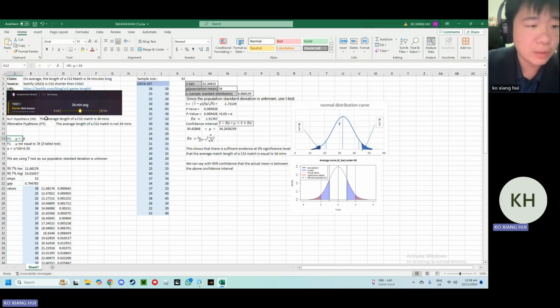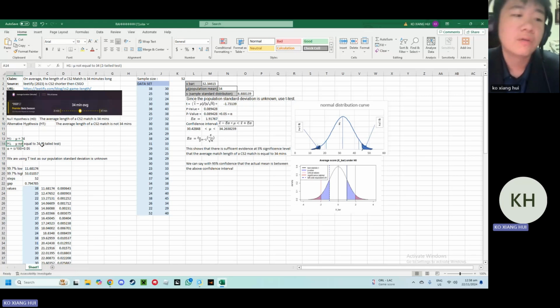For my null hypothesis, the average length of a CS2 match is equal to 34 minutes. So my mu is equal to 34. And for my alternative hypothesis, the average length of a CS2 match is not 34 minutes. Therefore, my mu is not equal to 34. So I will be using the two-tail test today.